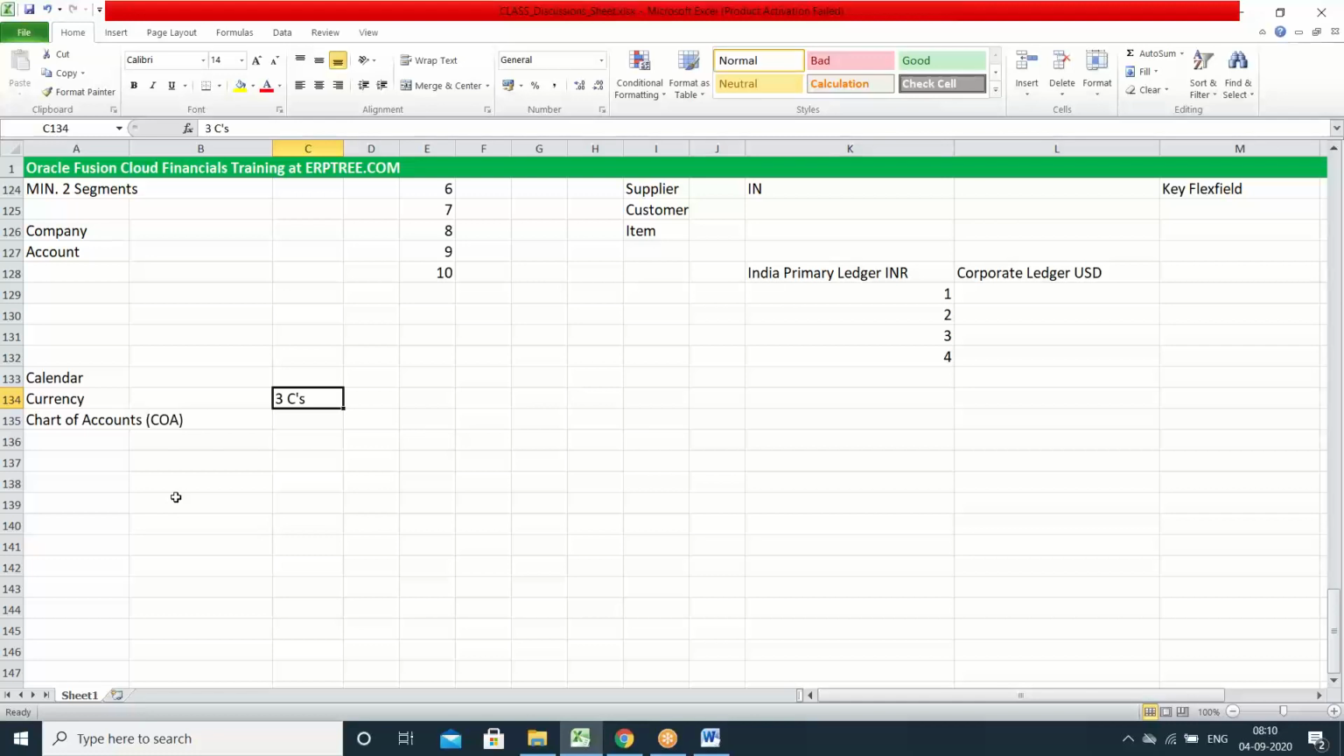To record the transaction in the system by using the three C's, what we can do is group these three C's, and we can create the primary ledger. By selecting calendar, currency, chart of accounts, we can create the primary ledger. Call it as PL.